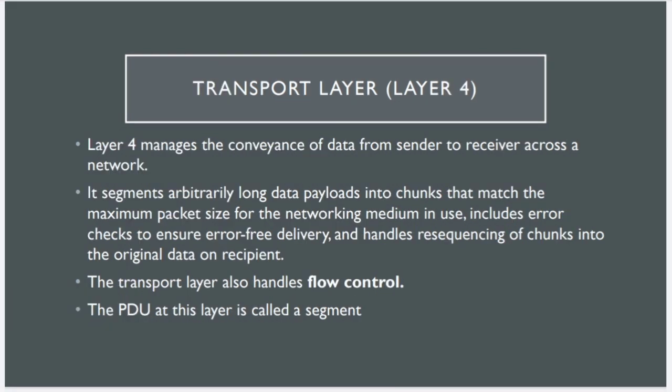Transport layer or layer 4. So layer 4 manages the conveyance of data from sender to receiver across a network. It segments arbitrarily long data payloads into chunks that match the maximum packet size for the networking medium in use. It includes error checks to ensure error-free delivery, and handles resequencing of chunks into the original data on the recipient. The transport layer also handles flow control. The PDU at this layer is called a segment.